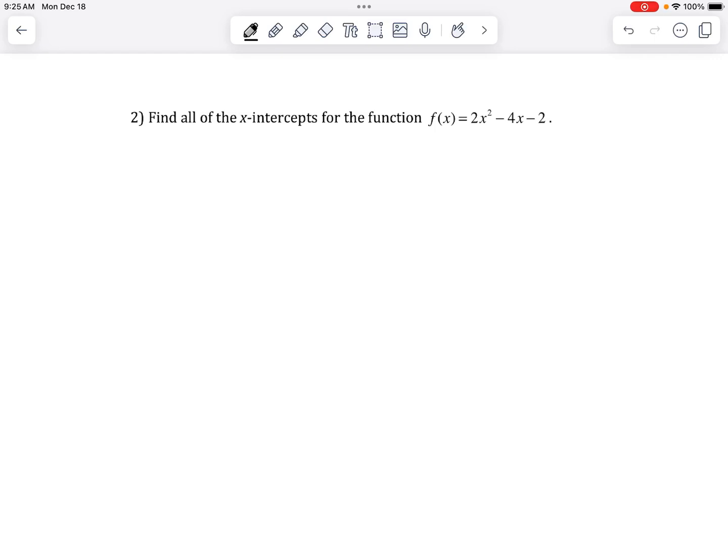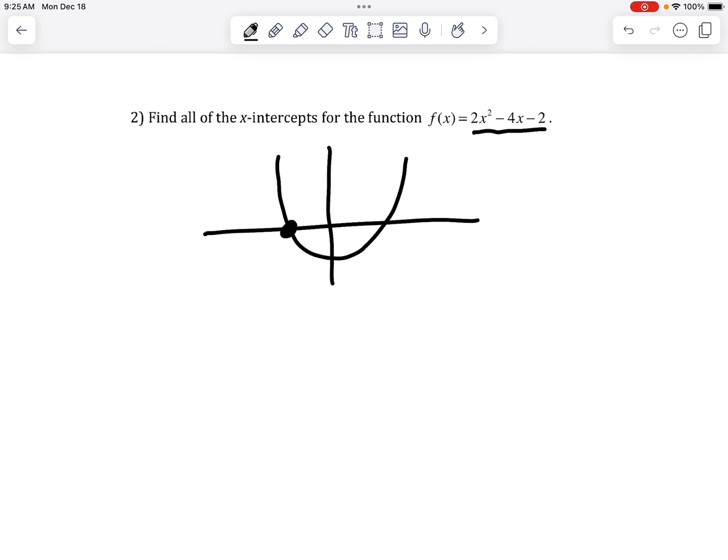And here we go with podcast number 2, finding the x-intercepts for this function, which is a parabola. So the graph looks something like this. And there's 2 places where it crosses the x-axis, so we're trying to find out what does x equal over here and what does x equal over here.